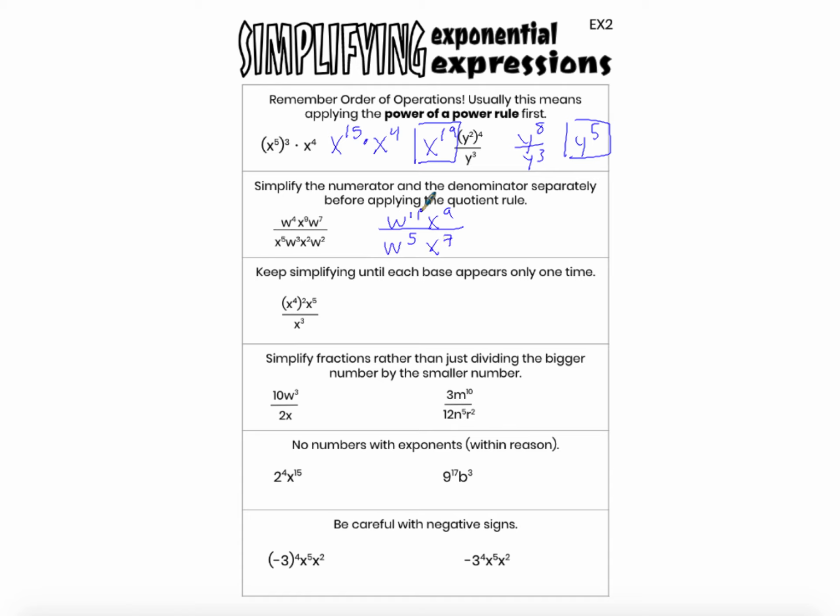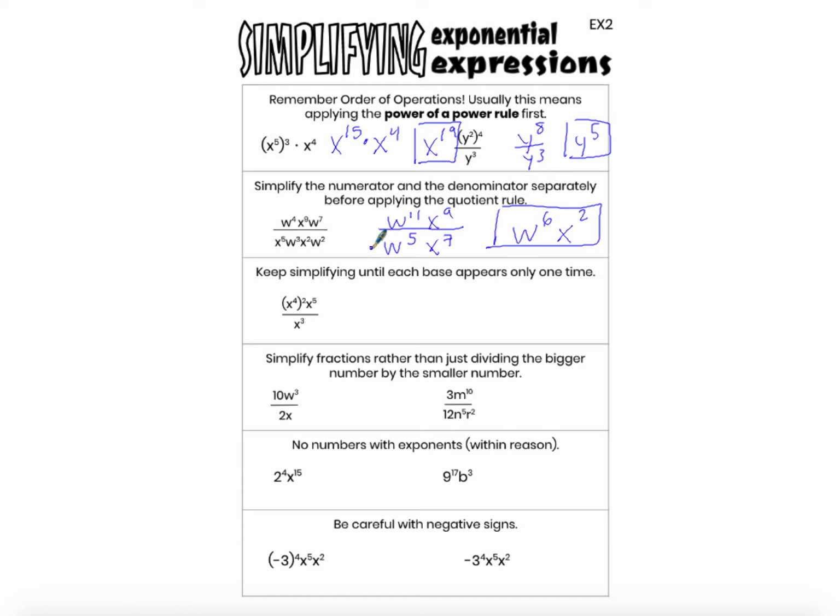Now I can just use the quotient rule. So this is a really, really helpful tip. Simplify the numerator and the denominator separately. Using the quotient rule, 11 minus 5 is 6. 9 minus 7 is 2. And this is my preferred order of factors, alphabetical order, w to the 6 times x squared.